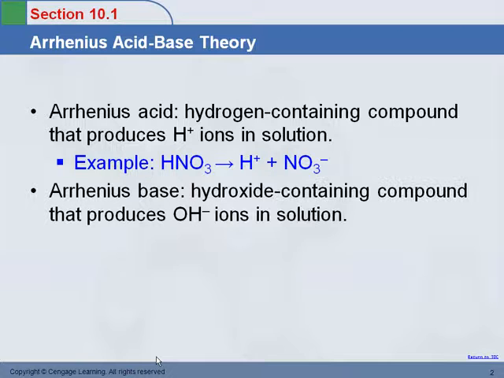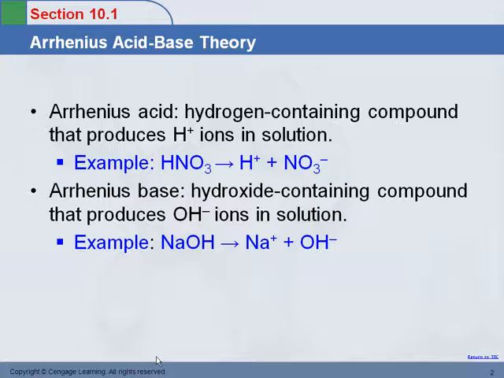An Arrhenius base is something that contains hydroxide, so that it produces hydroxide ions in solution. For example, we have sodium hydroxide. Look, there's the hydroxide in solution, therefore Arrhenius would say this is a base.